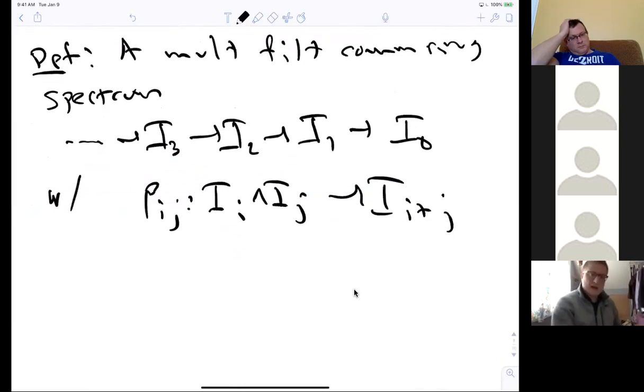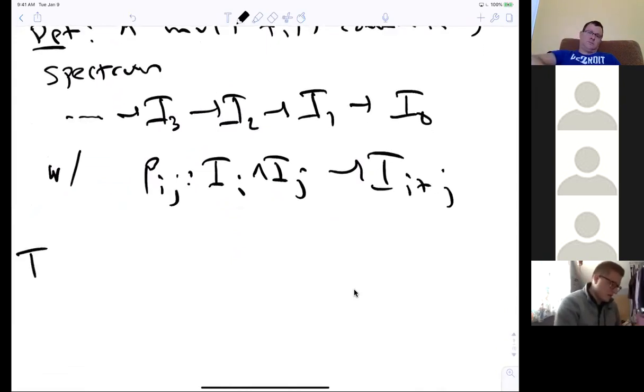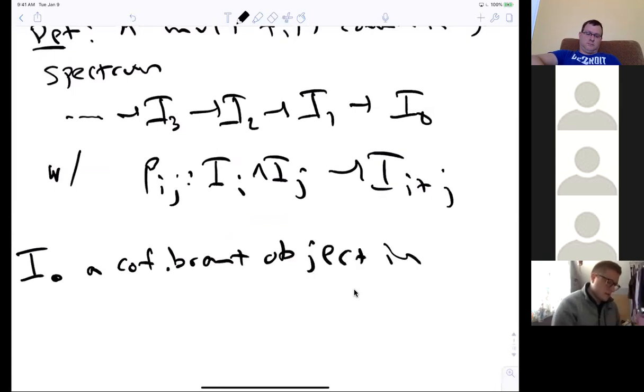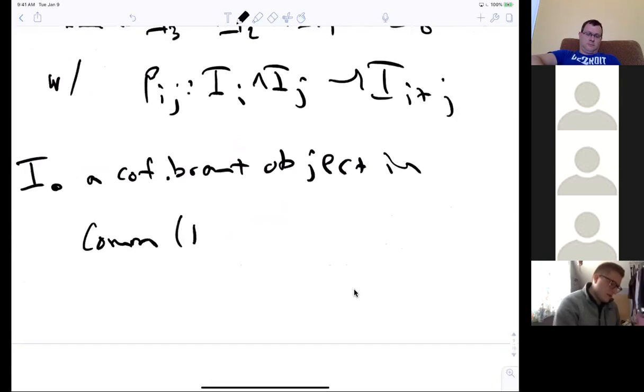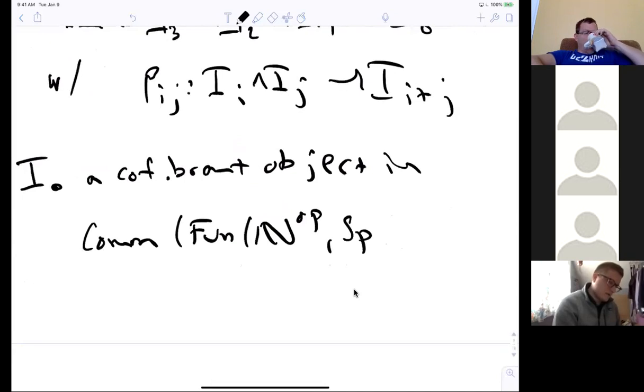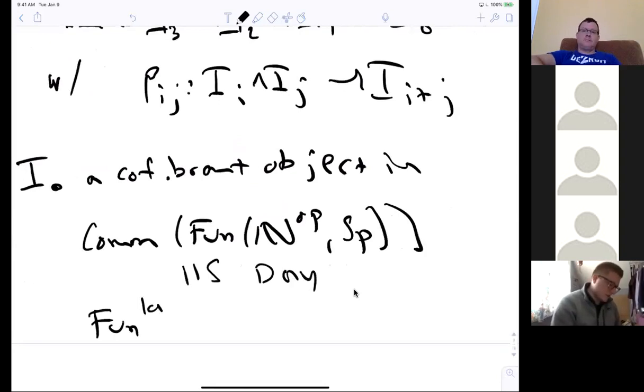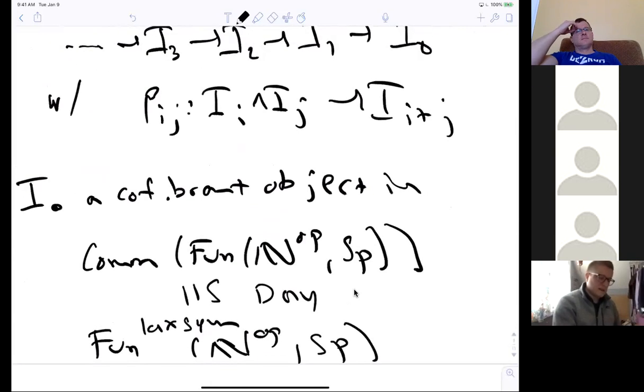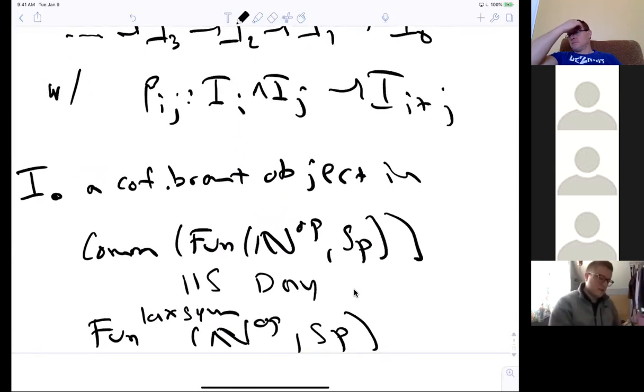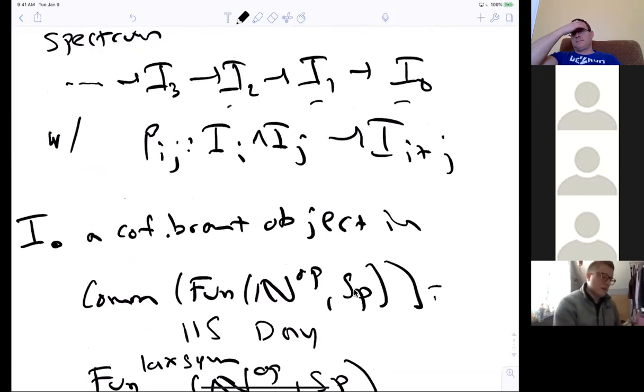These have to satisfy some axioms. One way to package this whole object in a very succinct way is the following. You can think of I^• as a cofibrant object in the category of commutative monoids in the functor category from the natural numbers op to spectra. I'm using a theorem due to Day, which says that this is equivalent to lax symmetric monoidal functors from the natural numbers op into spectra. Using this equivalence allows you to give a good model structure on this, in which the objects we care about are the cofibrant objects. In particular, we want each of these objects to be cofibrant and all the maps to be cofibrations. Also, I^0 is going to be a commutative ring spectrum, where rho_{0,0} is the multiplication.